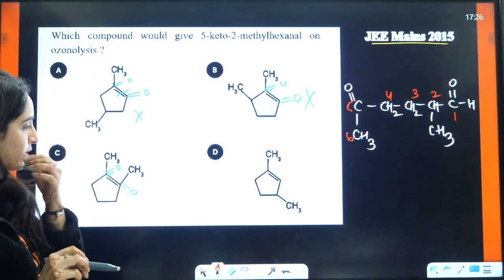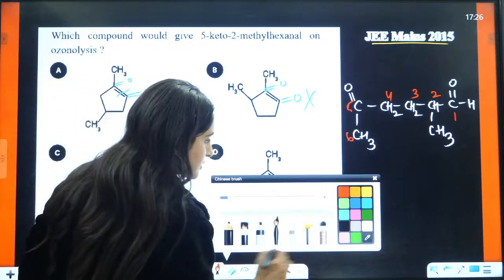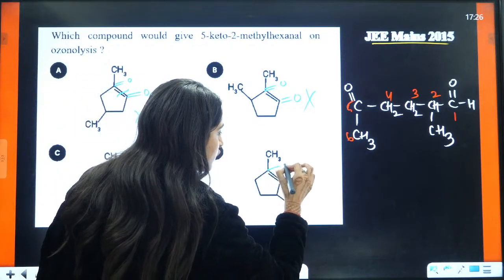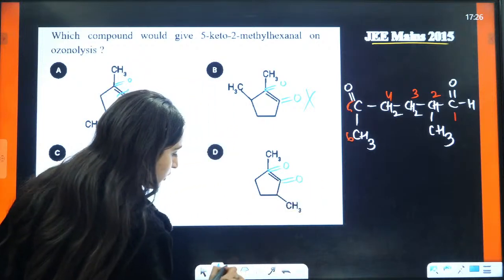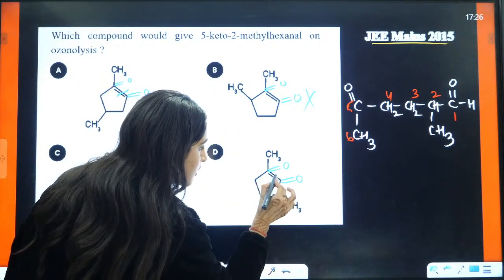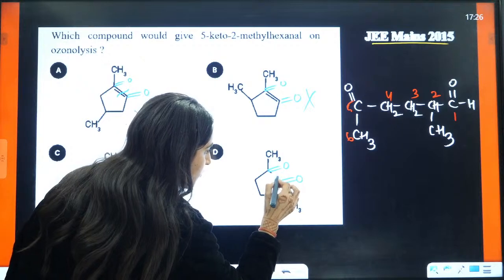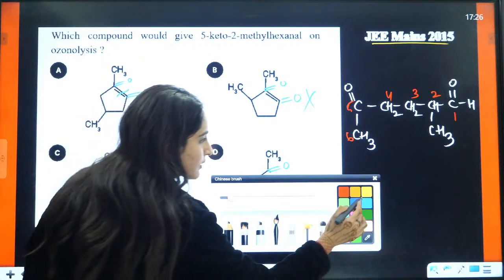Here both of them will be ketones, so this is not possible. I want one aldehyde. So if this is my double bond, can I say that is the correct answer? If I just erase this double bond here, now tell me, is that the correct answer?